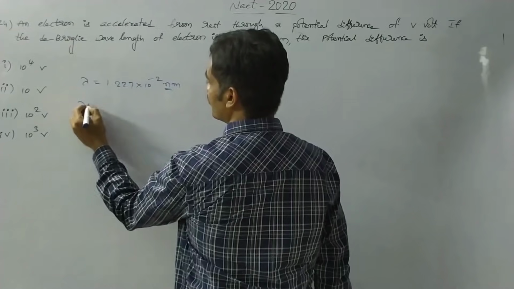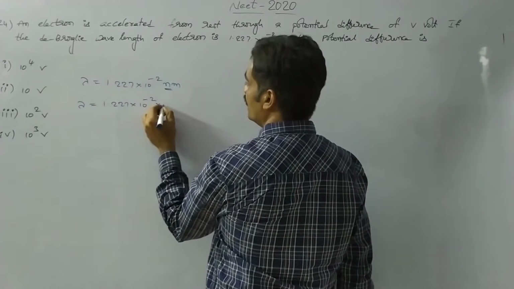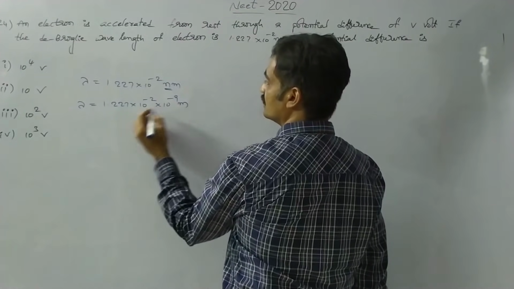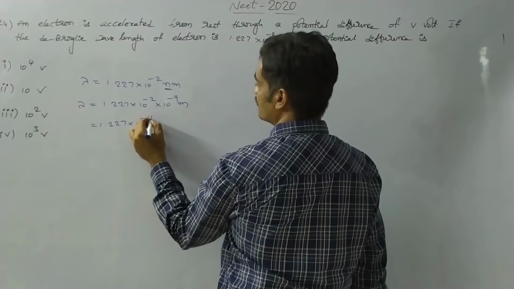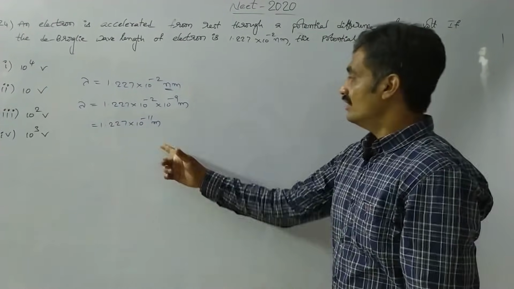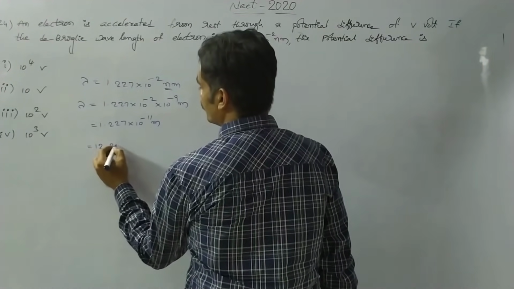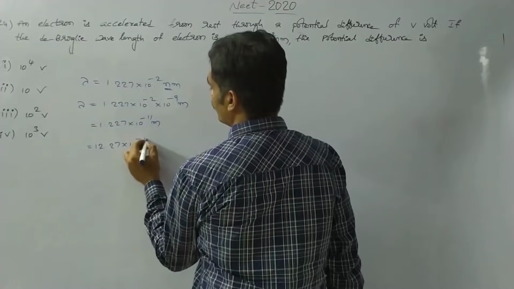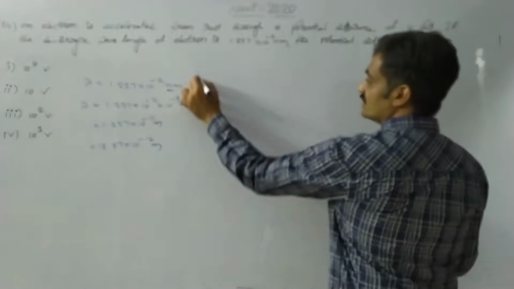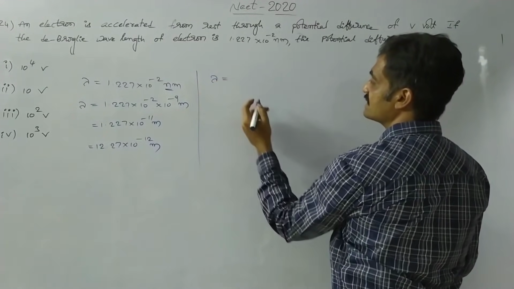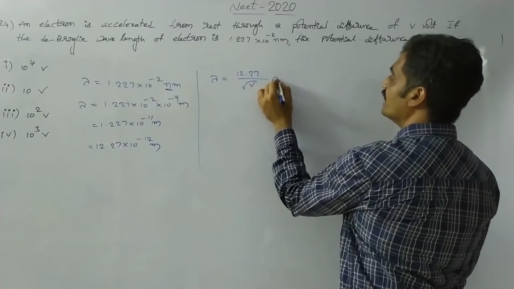So we can write the wavelength as 1.227 × 10^-2 × 10^-9 meter. Overall the expression is 1.227 × 10^-11 meter. We can write this as 12.27 × 10^-12 meter. Now, based on that, the de Broglie wavelength is given as lambda equals 12.27 by root of V angstroms.